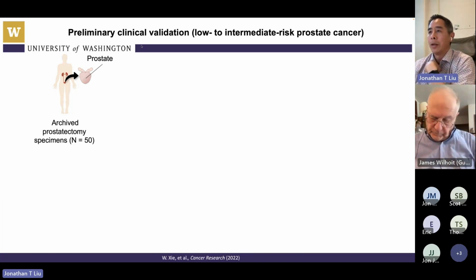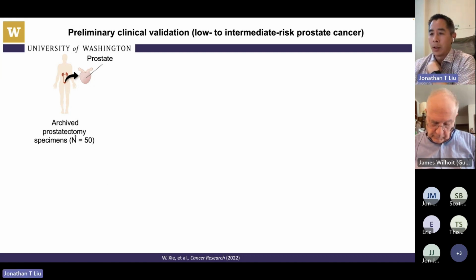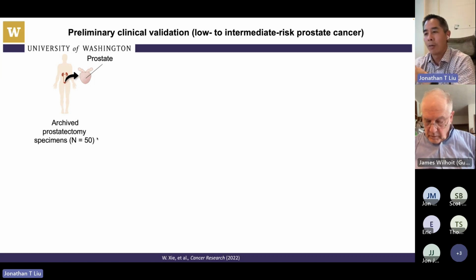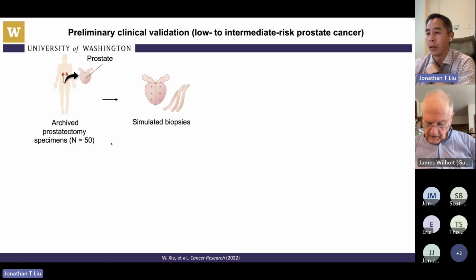And so we did that with a preliminary clinical validation study. So here, this is a fairly small pilot study with only 50 cases. These are patients that were treated at UW 15 to 20 years ago. So about half of these patients had recurrence of their cancer after surgery within 5 years. We call that 5-year biochemical recurrence. Half of these patients, 25 of the patients, did not have recurrence within 5 years. So that's our high risk and low risk group. We're trying to see if we can predict which patients have aggressive cancer that returns within 5 years of their surgery, and which patients had indolent cancer that did not recur.